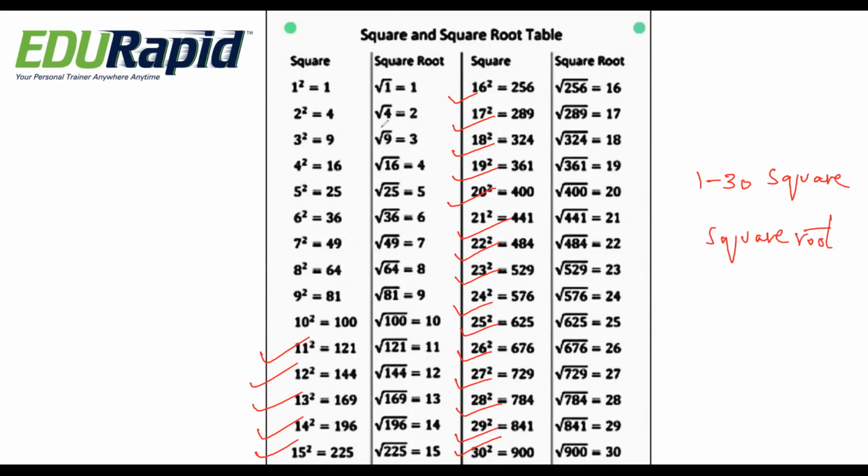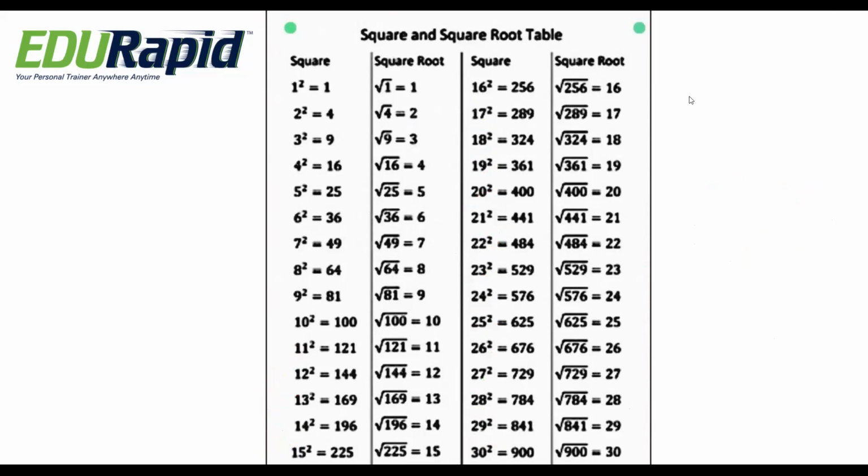Here they may ask the square root of 4, square root of 9, like this up to the square root of 900. And for numbers above 30 there is a method that I'll explain in a separate video, how to tackle square roots and cube roots from 30 to 100 or 150. For that there are certain tricks. In another video I'll explain that. Please note down this table. It's very important.